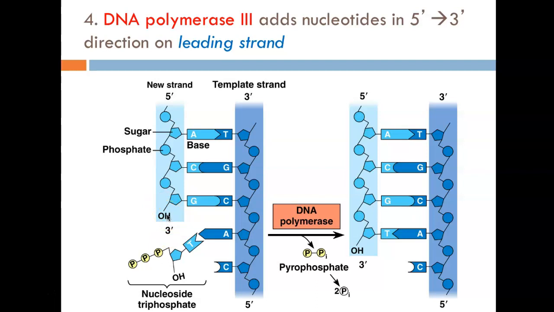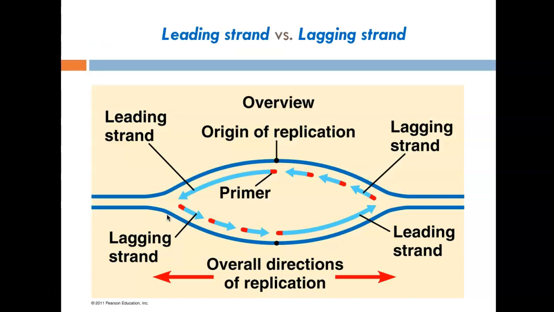So that is why Okazaki fragments exist, because of DNA in the leading strand. So there is a question asking you, what is the difference between the leading strand and the lagging strand? Well, the leading strand is being replicated towards the replication fork. The lagging strand is being replicated away from the replication fork.